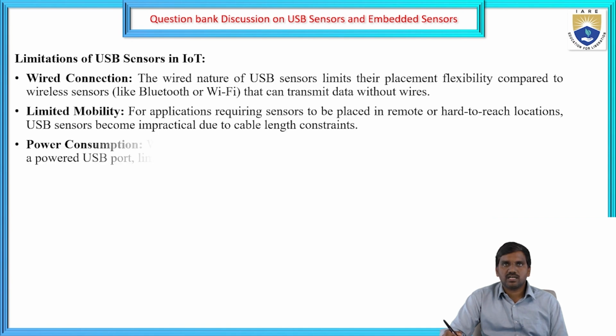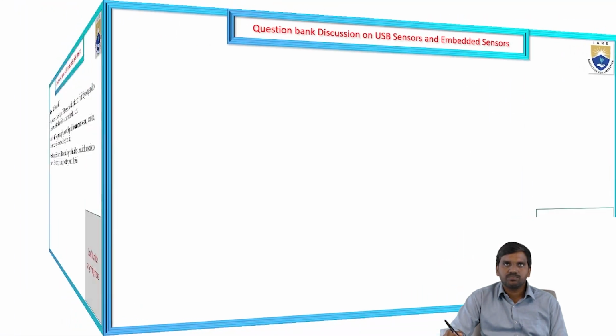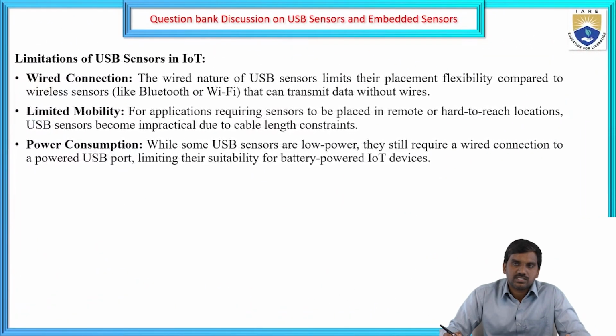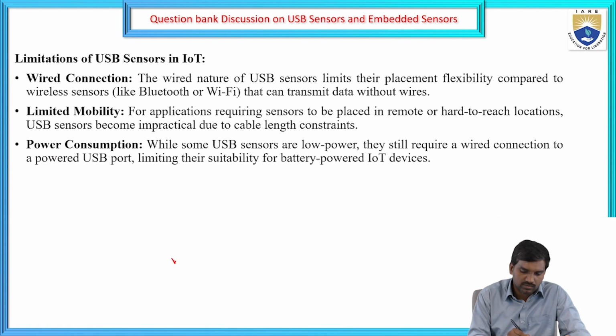So next, what are the limitations of USB sensors in IoT? Here: wired connection, limited mobility, and power consumption.